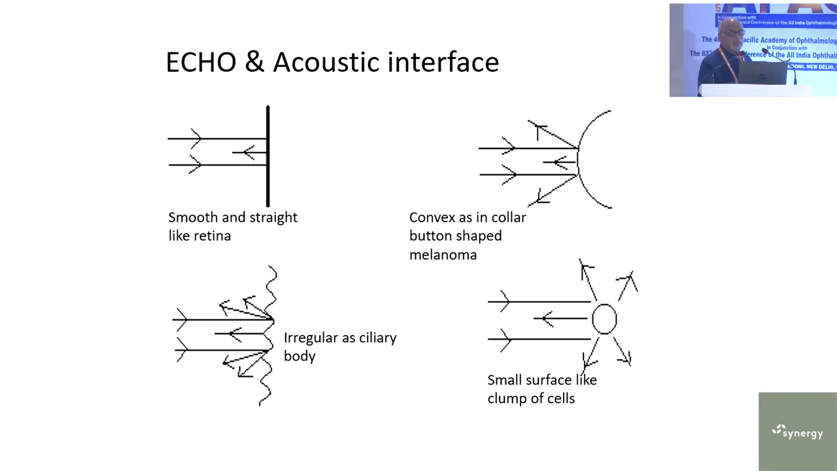Then again, it also depends upon the surface. Supposing it is as smooth and straight as the retina, we will get the maximum echo. Then convex, as a collar button in melanoma, still dispersed. But if we have a small surface like a clump of cells, everything is dispersed, and we get a very, very small echo.